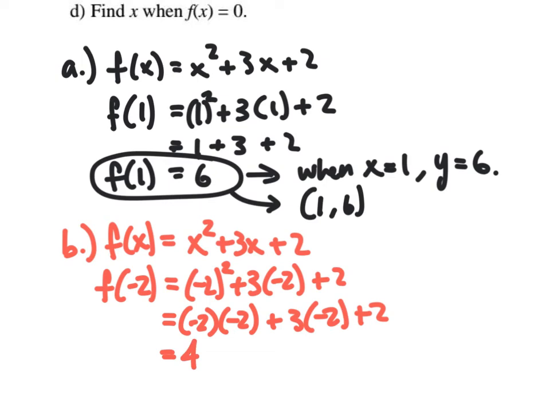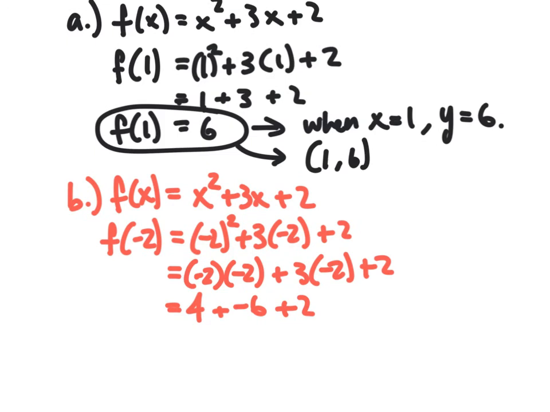All right, and then if I take 3 times negative 2, that's going to be negative 6. So I've got a plus negative 6 and then plus 2. What I like to do here is combine my positive numbers first. Doesn't matter how you do this, as long as you get the right answer.